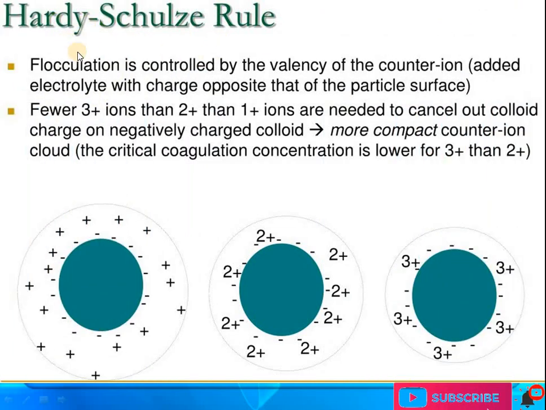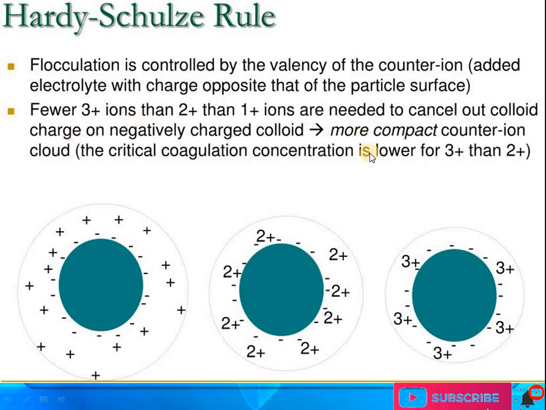Next is your Hardy's rule, the Hardy-Schulze rule. In this rule, the flocculation is controlled by the valency of the counter ion which is added in the form of a coagulant or electrolyte with the opposite charge of the colloidal particles. Fewer 3 positive ions, then 2 positive, then 1 positive ions are needed to cancel out the colloidal charge on the negative colloidal particles. More impact is the counter ion cloud.